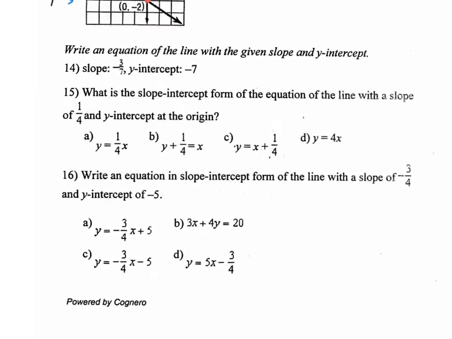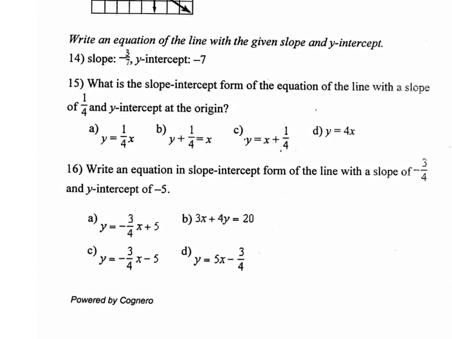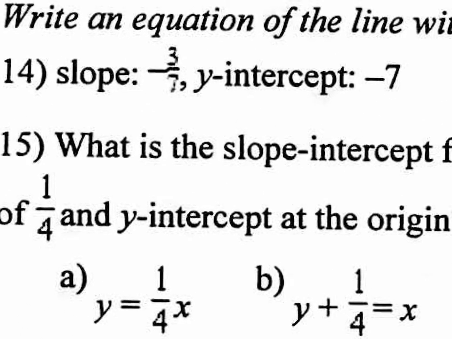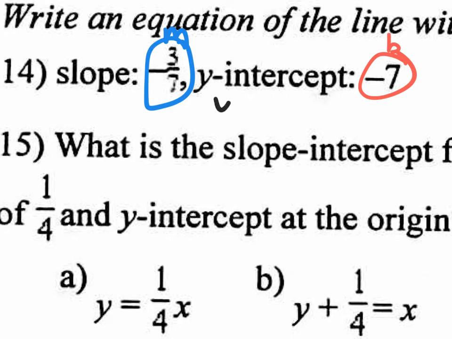Write an equation of the line with the given slope and the y-intercept. This is like the easiest question ever. They're giving you the slope and they're giving you the b value. All you have to do is y equals negative 3/7 x minus 7. And that's it. Free points.